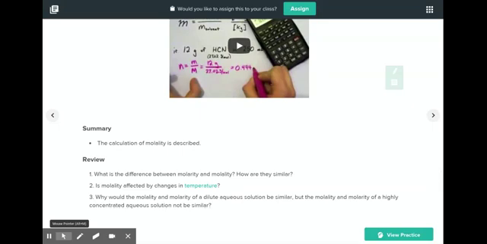So please do the homework, the worksheet for molality. And then we are going to talk more about these in the next lecture.